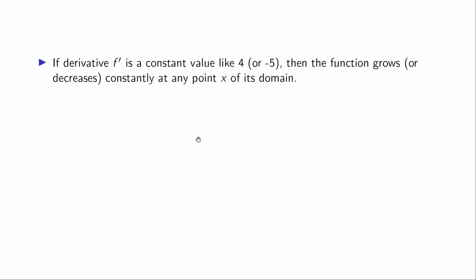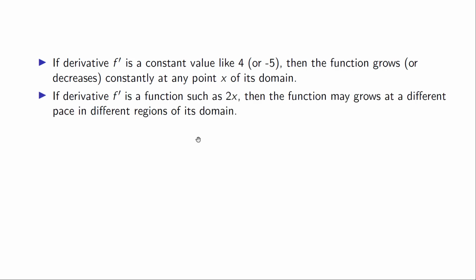If the derivative f prime is a constant value, then the function grows or decreases constantly at any point x of its domain. So this f is a function of x, and even if we change the value of x, the slope of the function remains the same at all the points. On the other hand, if f prime is a function of x itself, then when we change the value of x, the slope of this function changes with respect to x.